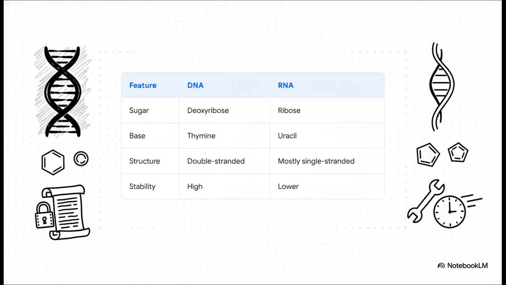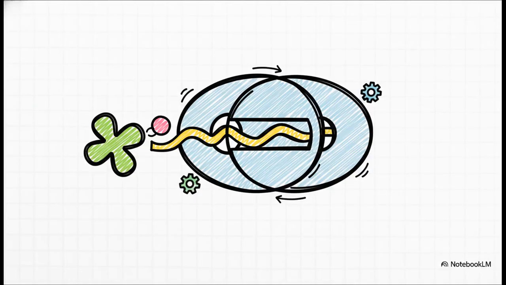Think of DNA as the priceless reference book locked away in the library. It's double-stranded, super stable, and it's all about long-term storage. RNA, on the other hand, is like the sticky note or the memo. It's single-stranded, it uses a slightly different sugar and base, and its job is to be a versatile, short-term messenger carrying out specific tasks. And here's the thing, RNA isn't just one guy. It's a whole crew of specialists, each with a different job.